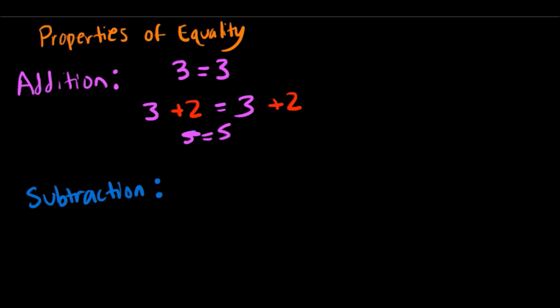Okay, now subtraction property of equality. You can subtract the same number from both sides of an equation and the statement will still be true. So let's look at an example of this. 7 equals 7. If I was to subtract 5 from both sides, we can see that the statement is still going to be true because 2 equals 2.